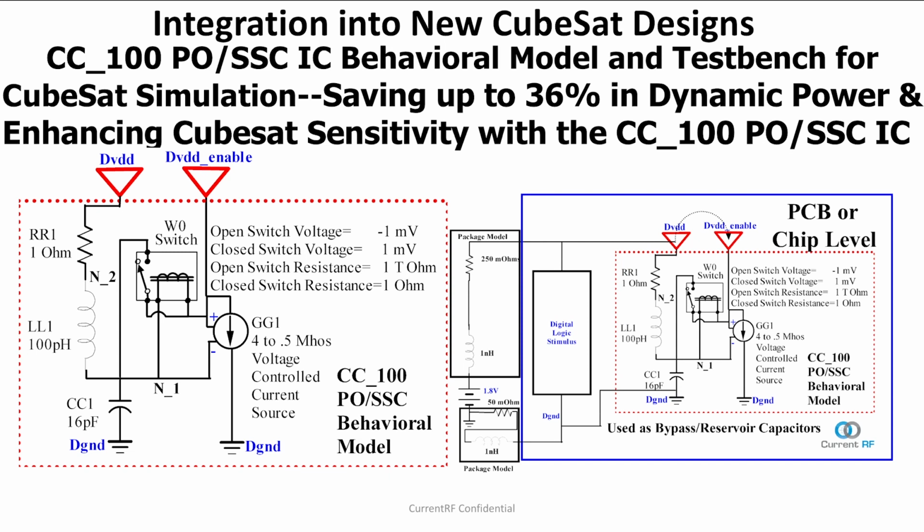Provided with the CC100 PoSSC IC and reference design behavior model is an example test bench, which can be modified by the user to more accurately model the electrical environment in which the CC100 PoSSC IC and IP will be operating. The purpose of these models is to give the potential buyer of the IC and IP a first look at what the technology can provide in terms of power and sensitivity enhancement in CubeSat and other systems.